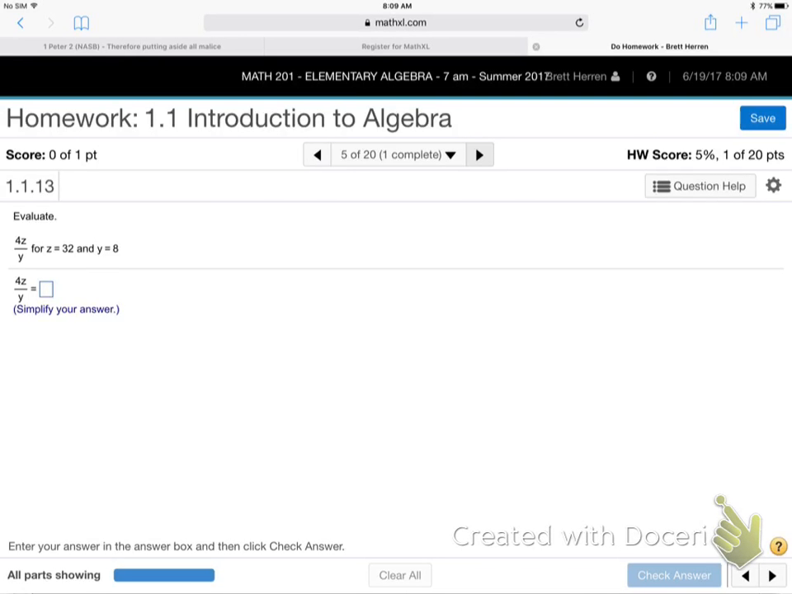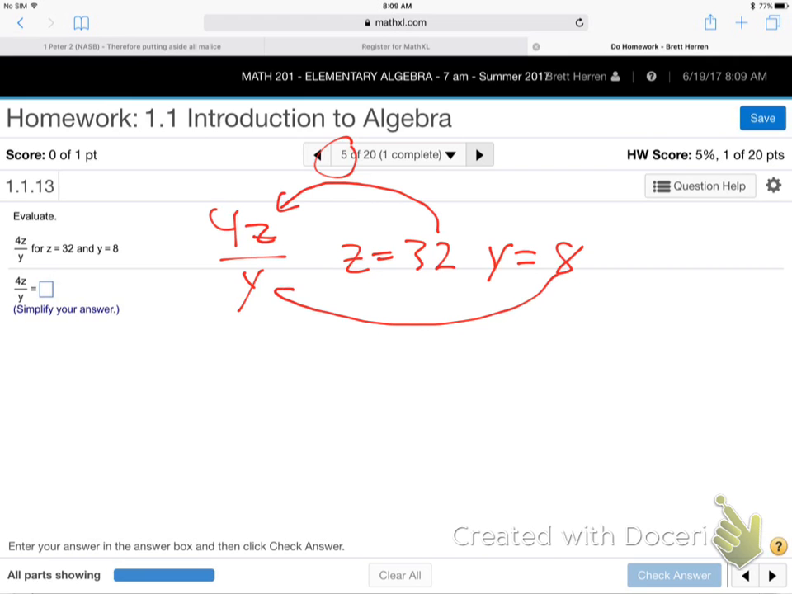All right, so here we go. I'm going to do number 5. So I skipped to number 5 here. They're giving me a formula, 4z over y. They're saying the z is 32, the y is 8. So take the z, plug it in, take the y, plug it in. So plug those two things in there: the z of 32, the y of 8.